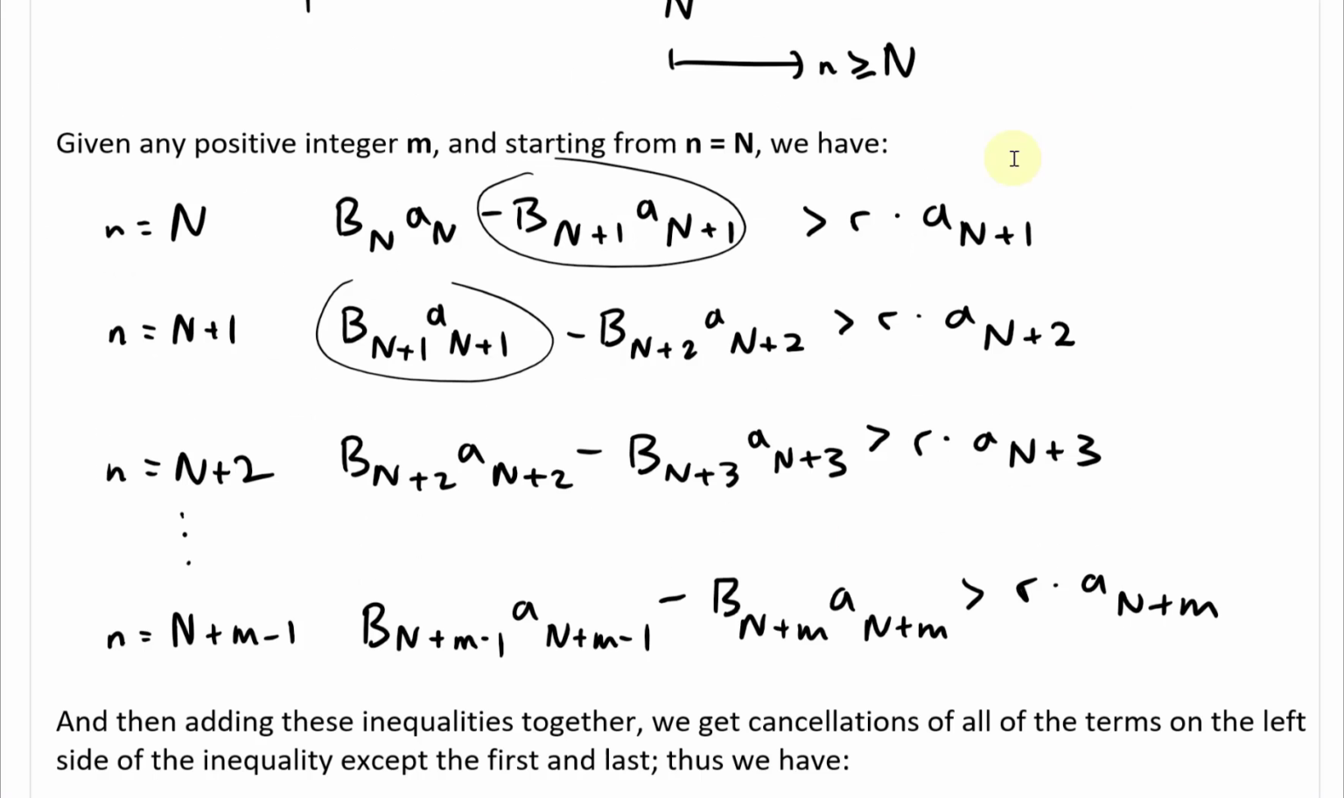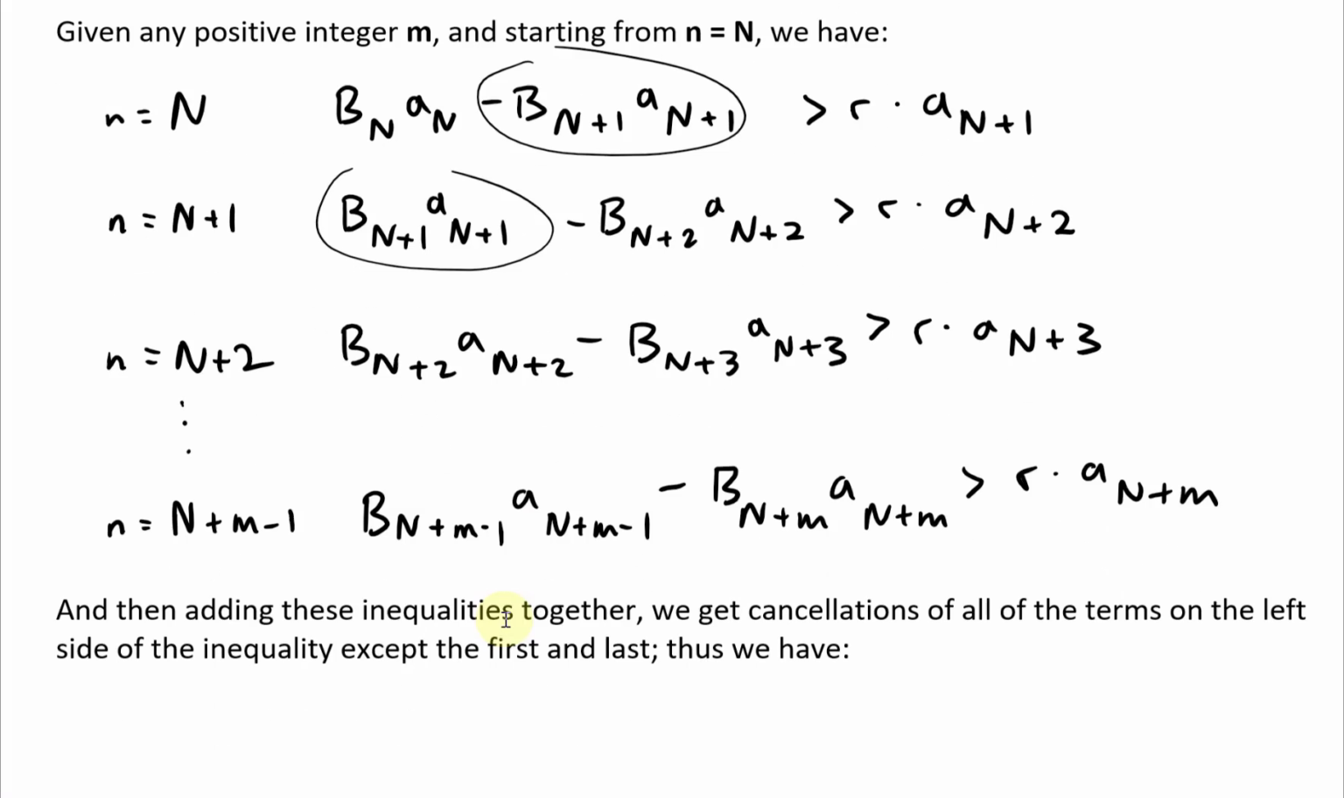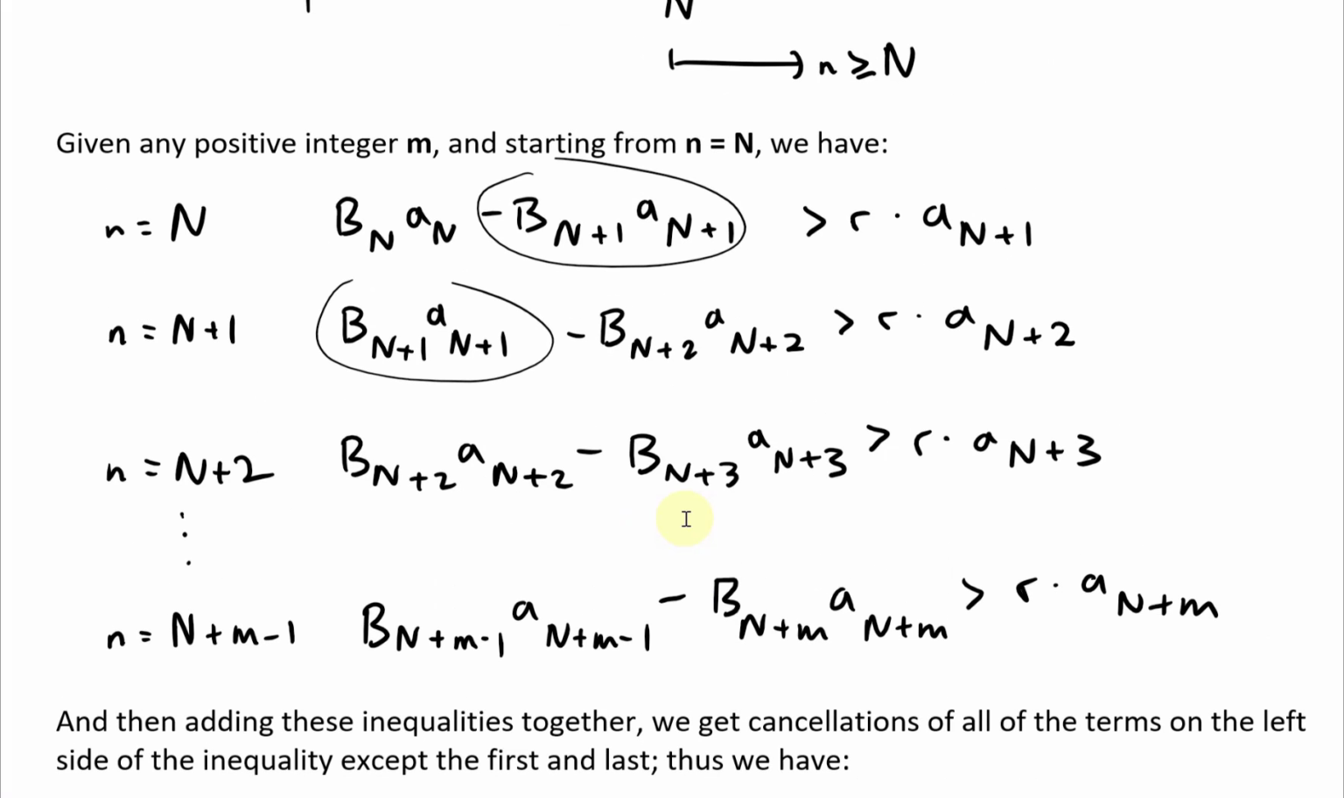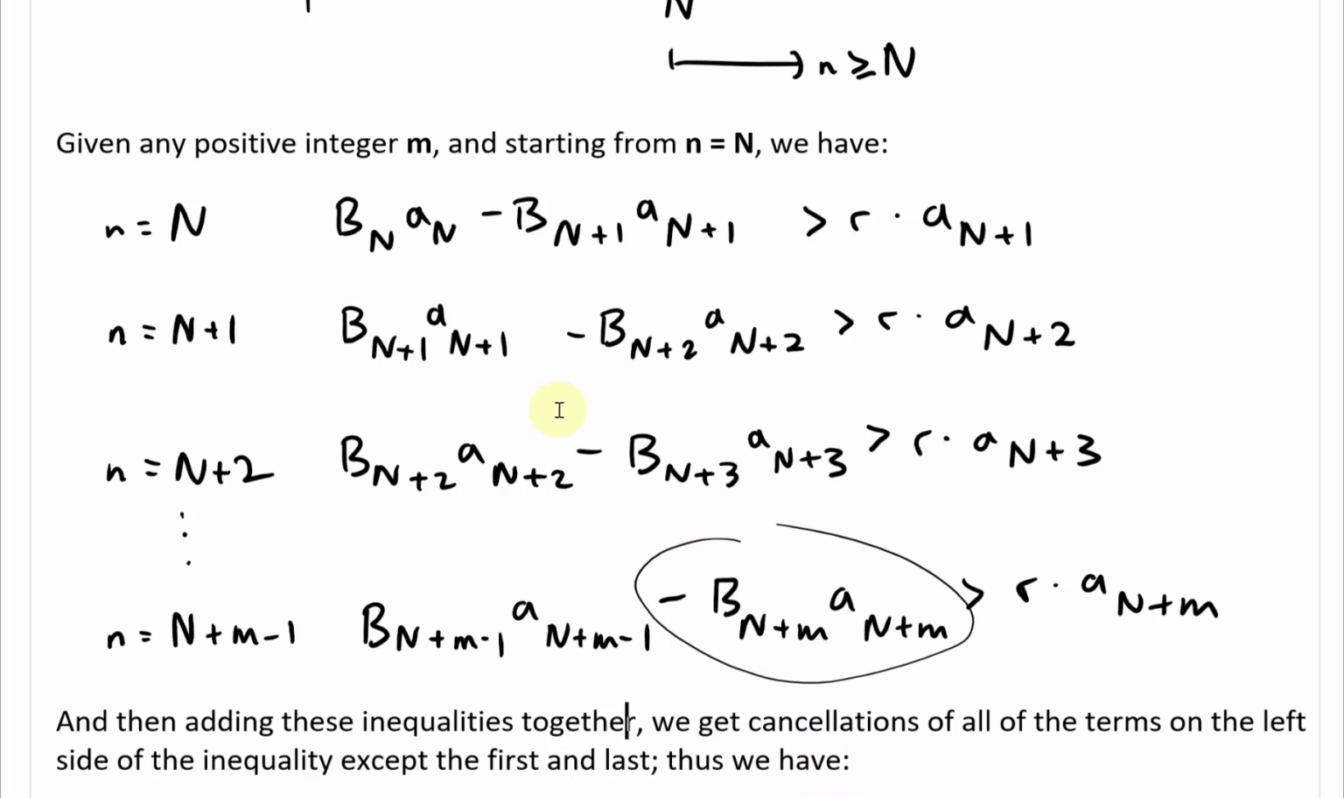And now if we sum them up, we'll get the cancellations that I was stating. So adding these inequalities together, we get cancellations of all of the terms on the left side of the inequality, except the first and the last ones. The only ones we're going to keep are this one and this one, because there's nothing to cancel those. Everything else cancels. So this one will cancel with this: this is b_{N+1} a_{N+1}, and this is just the negative of that. Likewise here, we keep going down, cancelling pair by pair. So all we're left with is this.